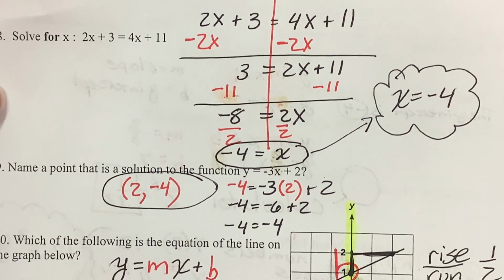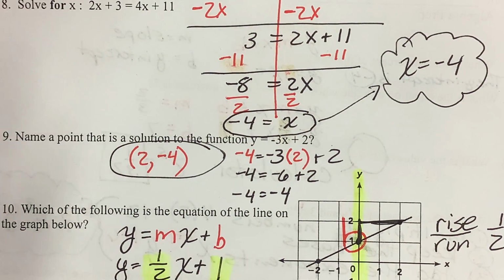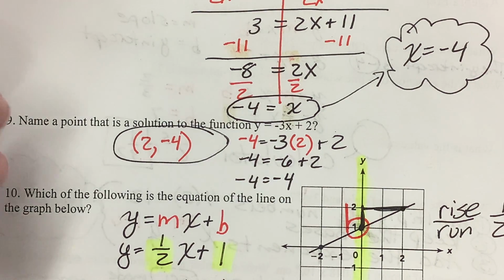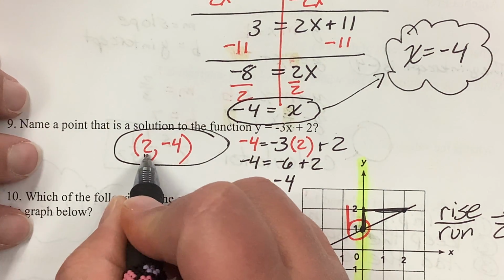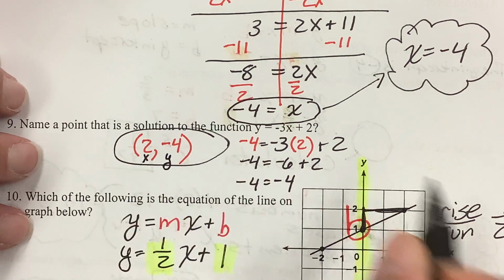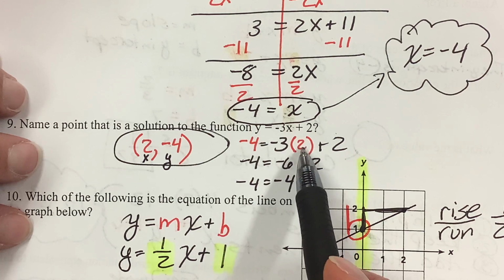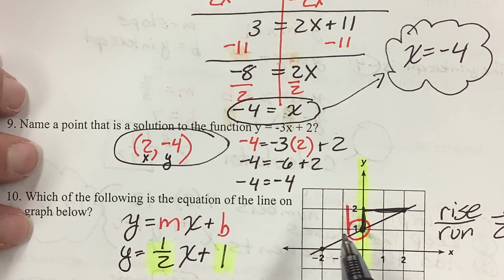The next one is name a point that's a solution. So really what I did was I tested the solution that someone gave me. And the first number is x, and the second number is y. So I put y, -4, and where the x was, I put 2. And when both sides were equal, I knew that this is a point.